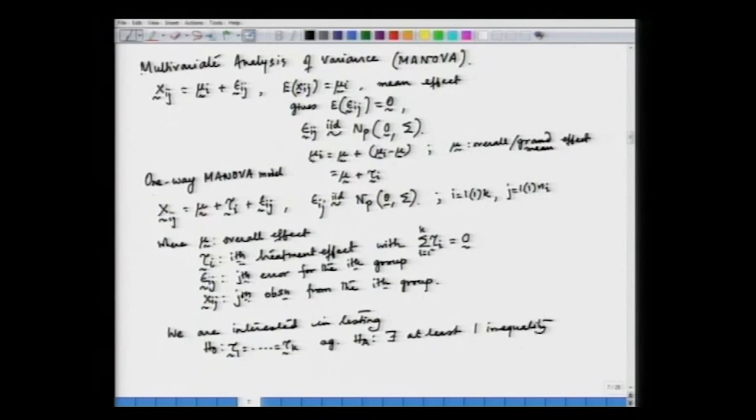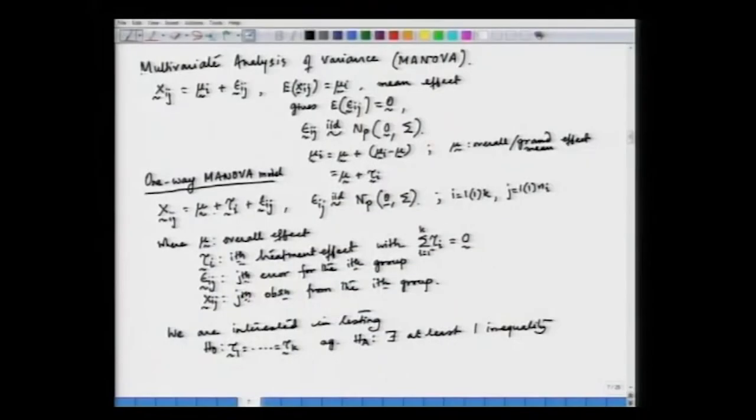So, this is the setup of the one-way MANOVA model, where we are going to use the testing procedure we have learned just now, how to compare the k population means when the random samples are coming from the multivariate normal distribution. Here we have this assumption in place, and we are using the equality of the k treatment effects, which is equivalent to saying that we are basically testing the equality of the mean effects mu_1 to mu_k.